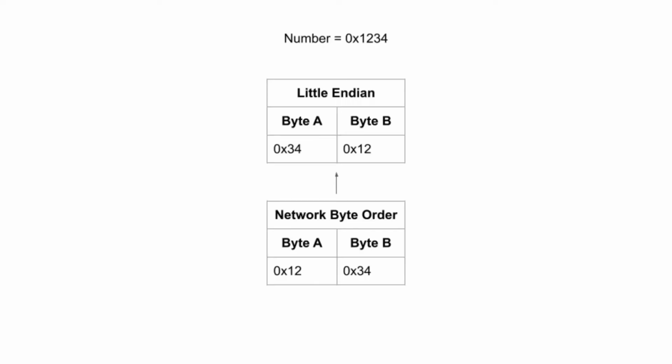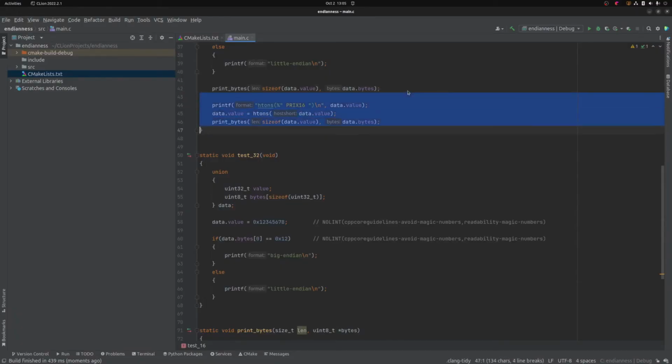The ntohs function, or network to host short, converts a uint16_t value from network byte order to host byte order. If the host is big endian, then this function does nothing. If the host is little endian, then the bytes are swapped. Convert the number back to host order and print it out.